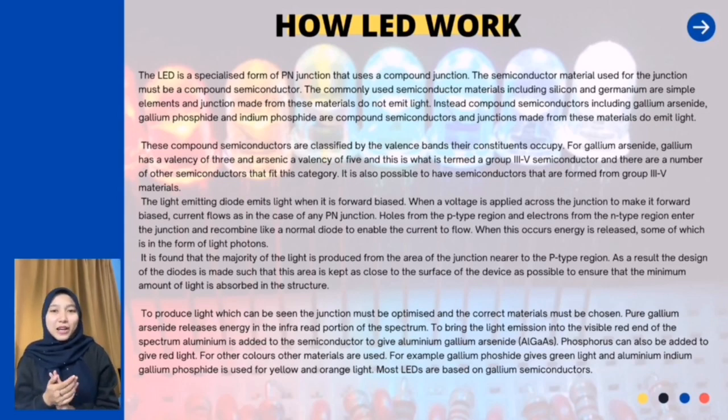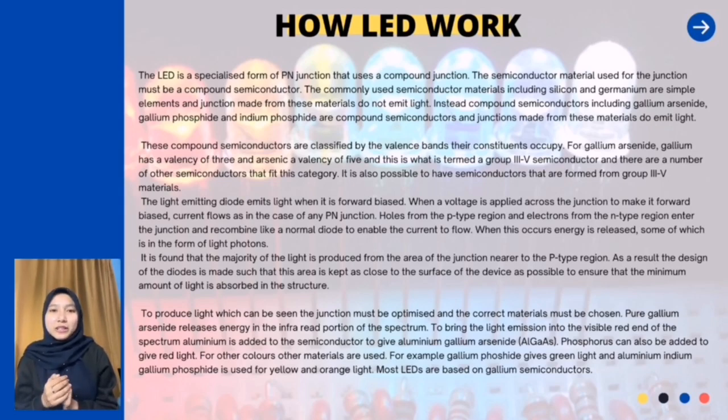The light emitting diode emits light when it is forward biased. When a voltage is applied across the junction to make it forward biased, current flows as in the case of a PN junction. Holes from the P-type region and electrons from the N-type region enter the junction and recombine like a normal diode to enable the current to flow.